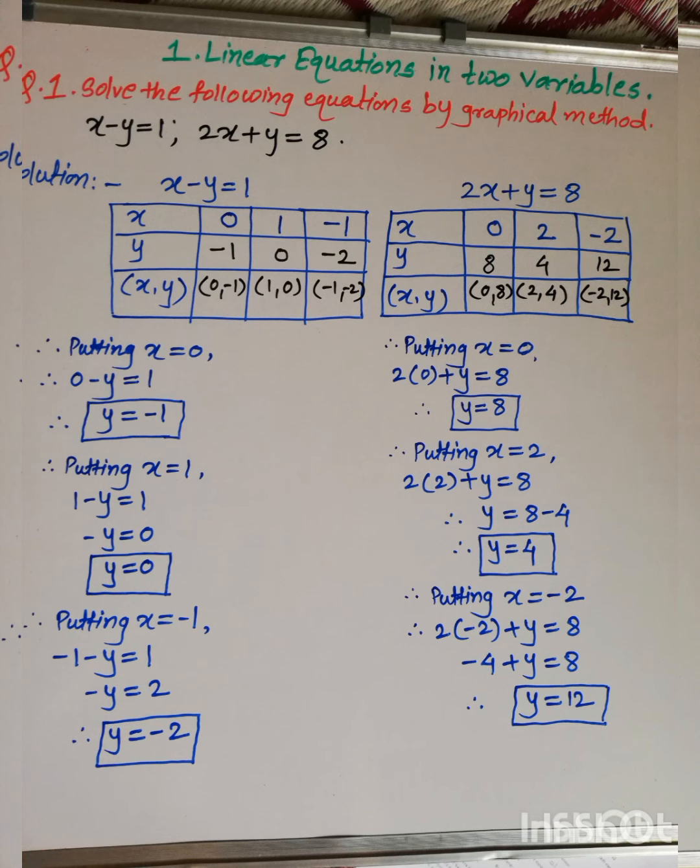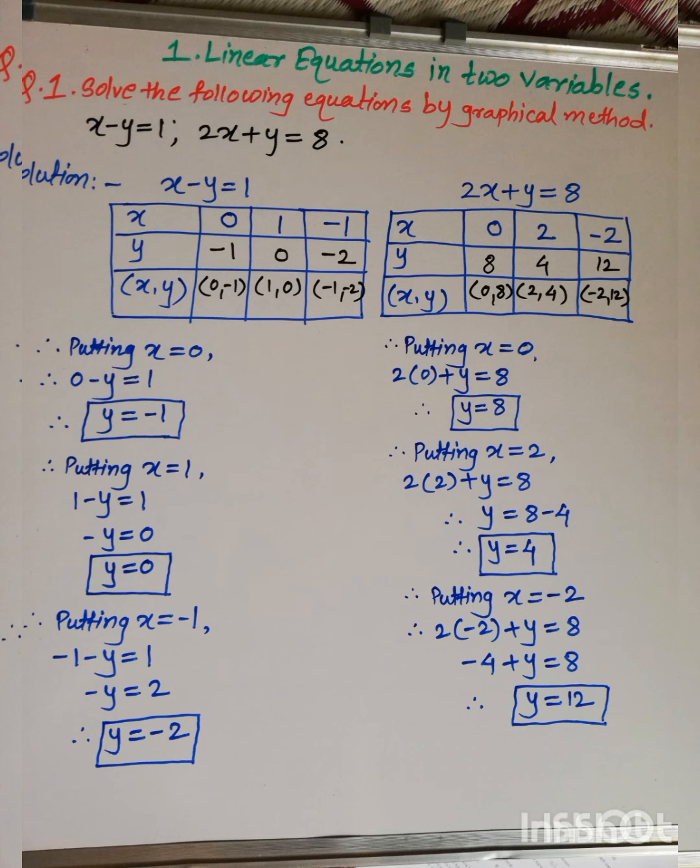So here I have taken 0, 1 and minus 1 as values of x for the first equation, and by putting x is equal to 0, x is equal to 1 and x is equal to minus 1 one by one in that equation, I got y is equal to minus 1, 0 and minus 2 respectively. Similarly, for the second equation also we have to select the values for the variable x, and here the x coordinates that I have taken are 0, 2 and minus 2. Again, after substituting the values of x in that equation, I got 8, 4 and 12.